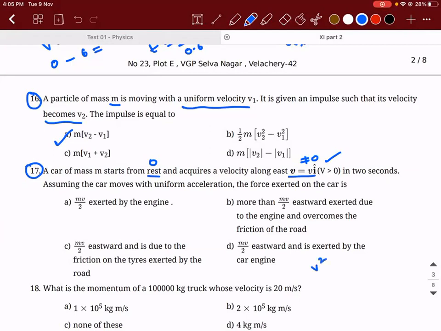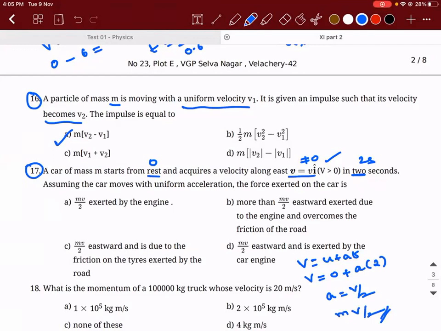So we know that v square. So how much time is there? Oh, they told 2 seconds. I was searching for this. So then we can take v is equal to u plus at. V is v only, u is 0, plus acceleration a into time, which is 2 seconds. So acceleration is v by 2. What will be the force exerted on the car?